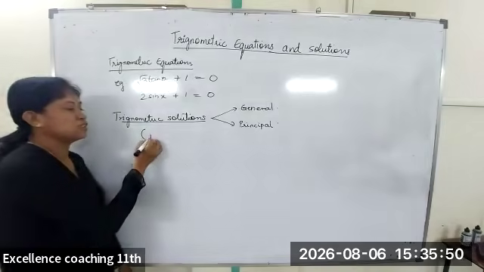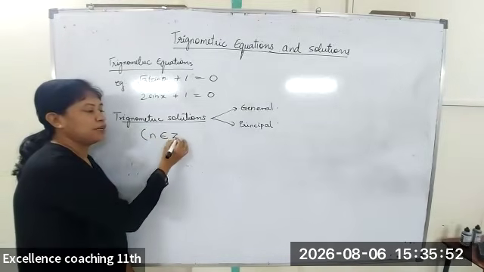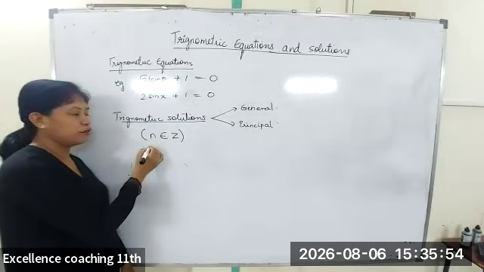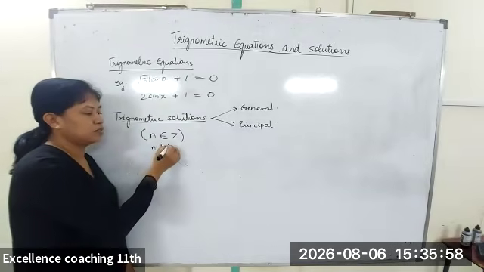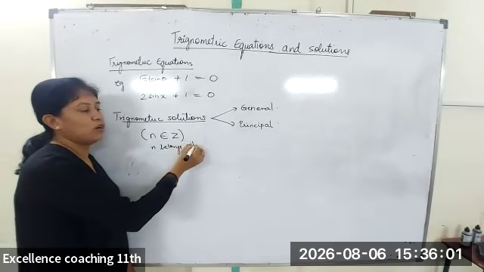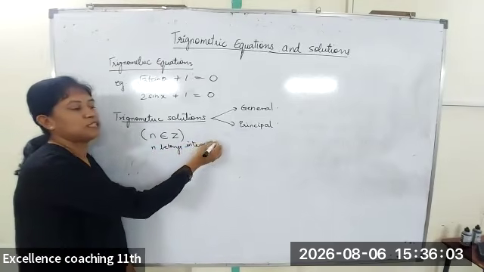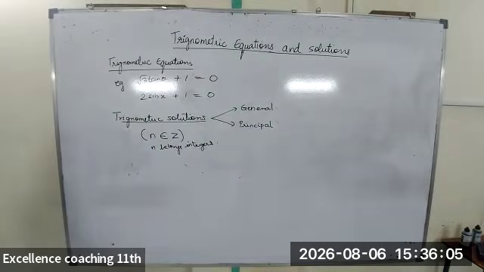Now you see this term, n belongs to Z. How to read this? Z is what? Belongs to all the values, whichever, plus or minus, in general.